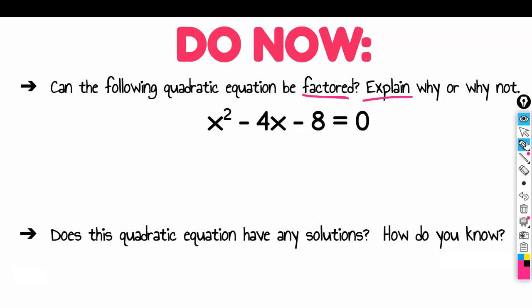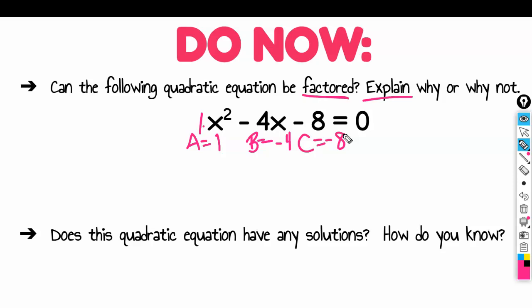When I am factoring, I am looking at A, B, and C. A is the number in front of x squared, my coefficient on x squared. Now remember that if I don't see a number in front of x squared, I assume that it is a 1. So here A is 1. B is -4, and C is -8.